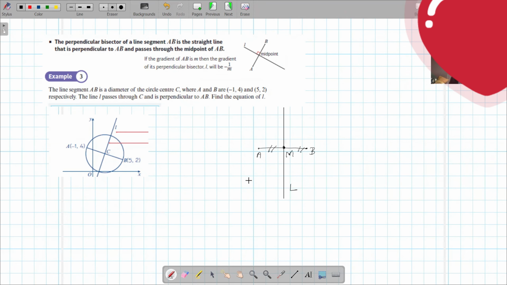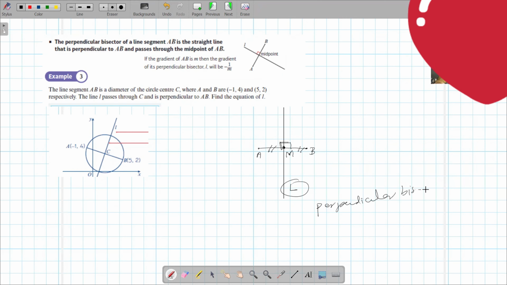So this line L is called the perpendicular bisector, and it is perpendicular as well. It is perpendicular as well. Okay, so L is the perpendicular bisector.